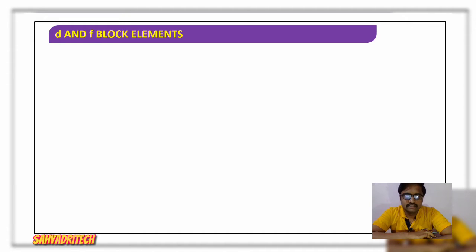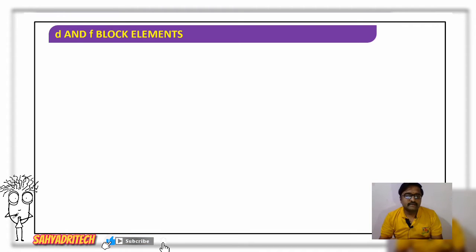So in the last session we started discussing f block elements. There I considered the general electronic configuration of lanthanides as well as actinides, and even considered the different exceptions with respect to the electronic configuration of those elements.